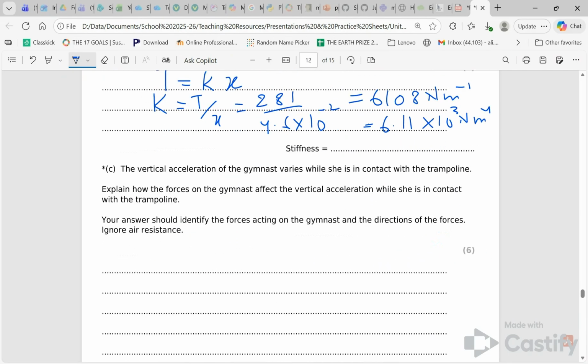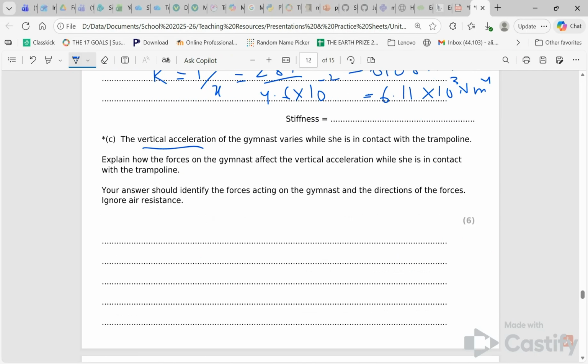Now, this is a linkage question. Part C, the vertical acceleration of the gymnast varies while she is in contact with the trampoline. Explain how the forces on the gymnast affect the vertical acceleration while she is in contact with the trampoline. The question is clearly mentioning all the details, so please read the question properly.